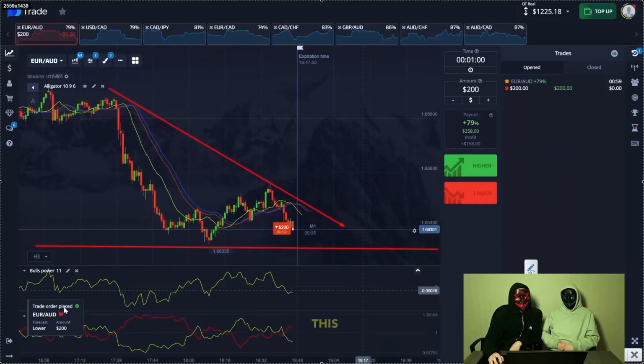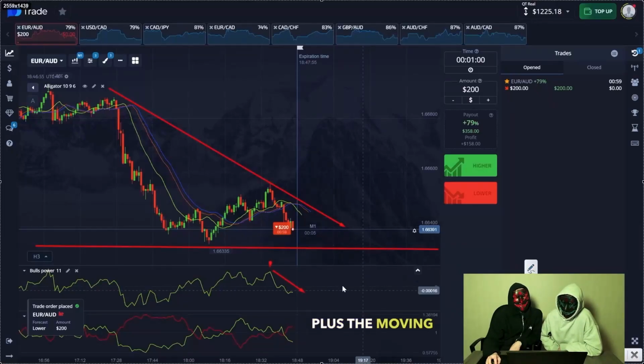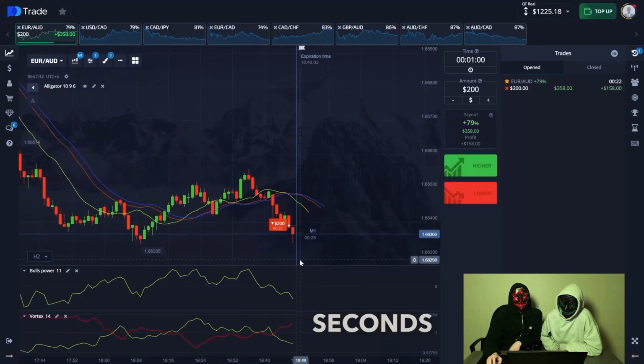You can also see this by the vortex, by the bull saw. Look at the bull saw. We have a drop at this point, and here we have a global decline, plus the moving average has started to exit the intersection of the two lines. There are literally 20 seconds left.